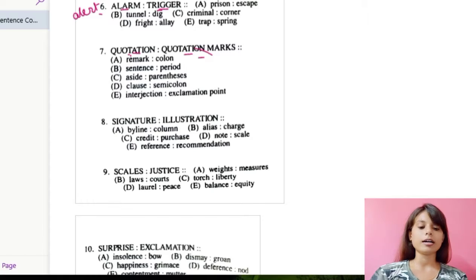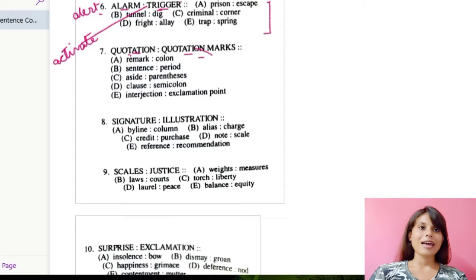What is the meaning of trigger? Now, trigger means to set off or to activate. So you see, alarm is waking you up and trigger is starting you off. So I would rather say trigger is activate. So you see, the alarm is activating you. So this can be the relationship between alarm and trigger. All right. Now we have to find this kind of relationship between the options given below in the multiple choice options.